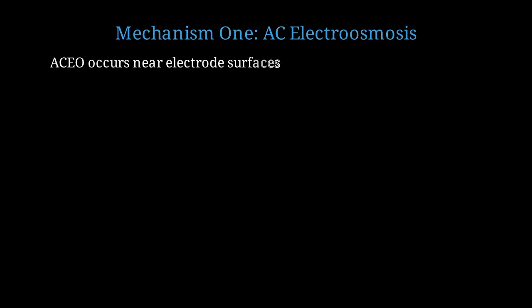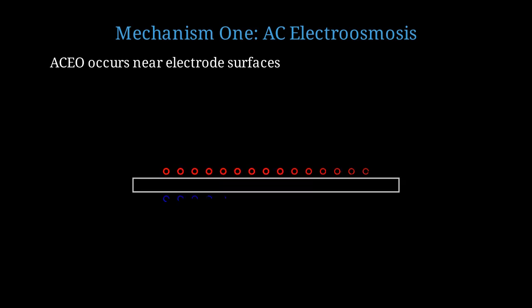ACEO occurs very close to electrode surfaces, within the electric double layer. When you apply an AC field, ions accumulate near the electrode, forming a double layer. The field then acts on these ions, creating a slip velocity. Here is the electrode surface. Positive ions accumulate on one side, negative ions on the other. The tangential electric field acts on this charge distribution, generating a slip velocity. The fluid above is dragged along, creating a pumping flow.